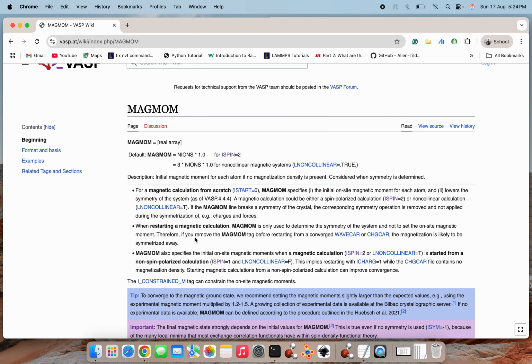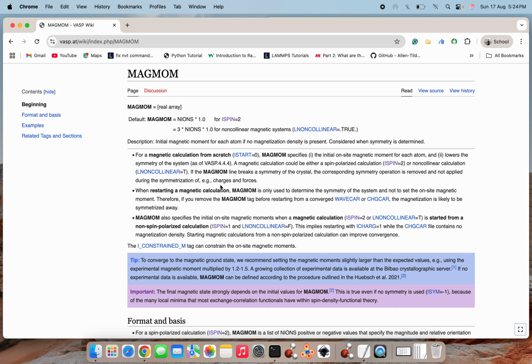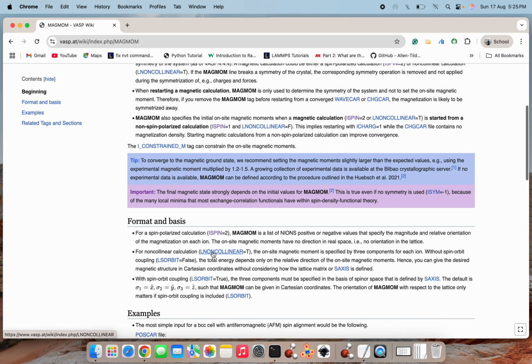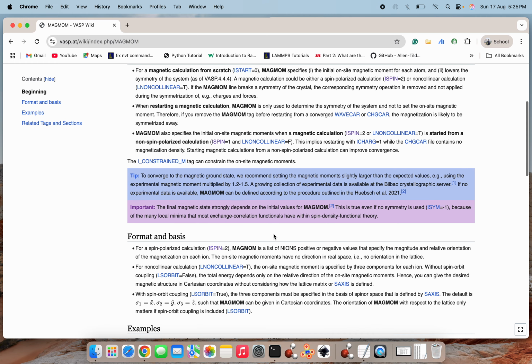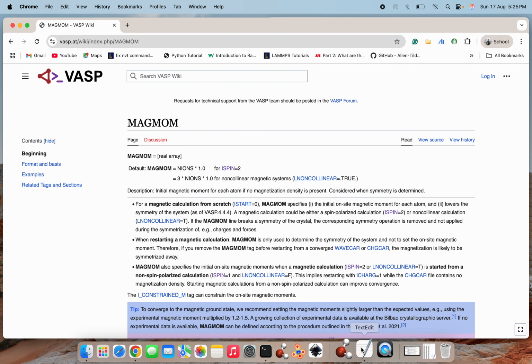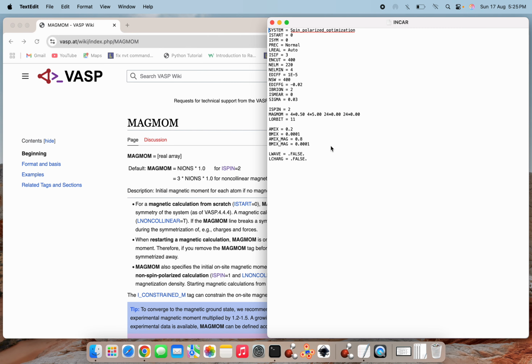Okay, next you can also read what this MAGMOM value can be given, like when restarting a magnetic moment calculation, MAGMOM is only used to determine the symmetry. So you can read all these, like what this MAGMOM is further doing in the system. Okay, so with this much understanding, you can see that this 4 into 0.5 and this 4 into 5.0 are giving two different magnetic moment values, one very low, that is 0.5, and one very high, that is 5.0.